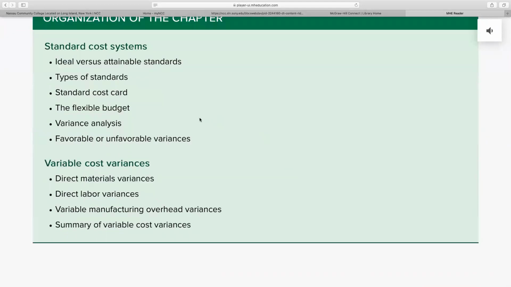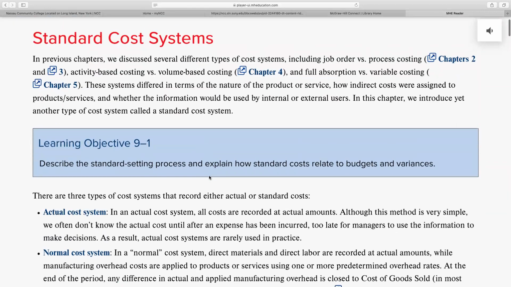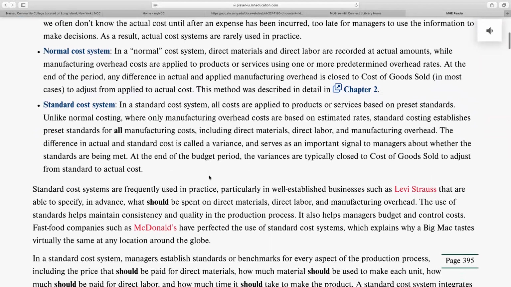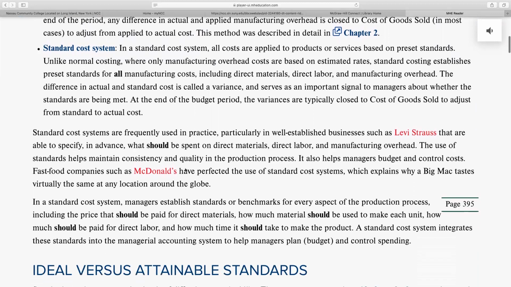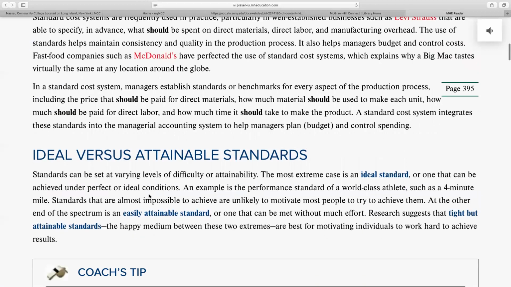Okay, so what is a standard cost system? It's kind of a budget, but it's on a per unit basis. And when we talk about the variances, we could have variances in direct materials, direct labor, and overhead. That's what we're going to concentrate on here. So in a standard cost system, all costs are applied to products based on preset standards. In other words, budgeted amounts, but on a per unit basis. So when you see the word budget, think of total amounts. And when you see the term standard cost, think of per unit amounts.